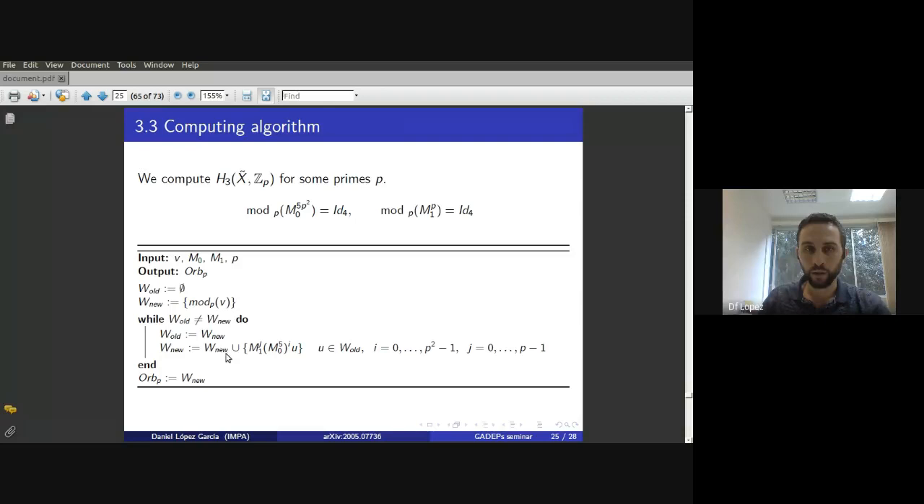In every step of the algorithm, we add to W new the vectors obtained by applying M0 to i, where u is in the previous list and i goes from 0 to p squared minus 1 by using this identity, and N1 to j, where j goes from 0 to p minus 1, using this identity here. In every step, we compare both lists, and if they are equal, we finish, and this is the complete orbit of the vector V. This algorithm is finite because, as I said before, this set here is finite. So this is the algorithm to compute this orbit modulo p.